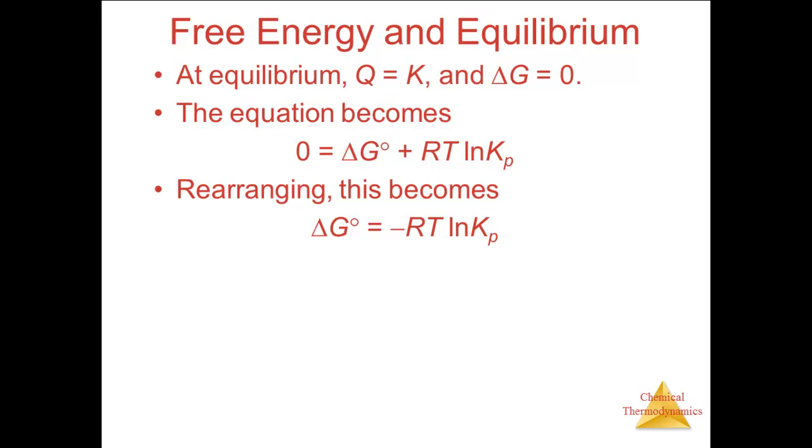If we rearrange the equation, we get a relationship between the free energy change under standard conditions and the equilibrium constant, which almost certainly occurs under non-standard conditions. This is a tremendously useful relationship, so remember that it exists. The relationship is delta G0 equals minus RT times the natural log of Kp. Or, if we want to calculate K, Kp equals e to the minus delta G0 over RT.